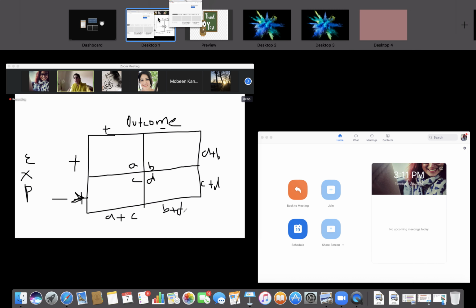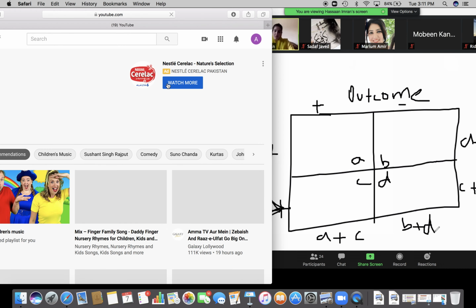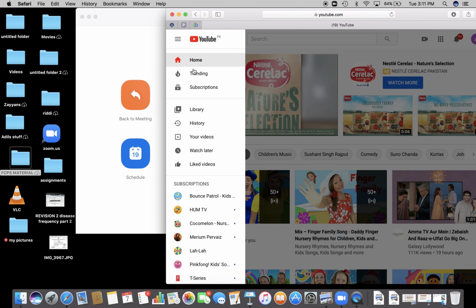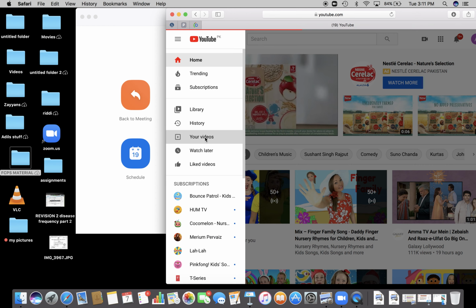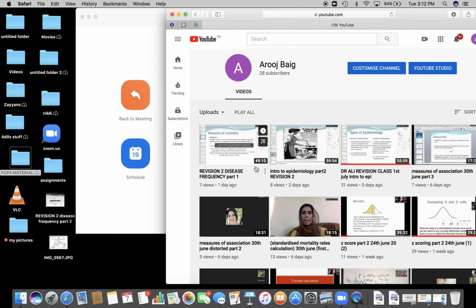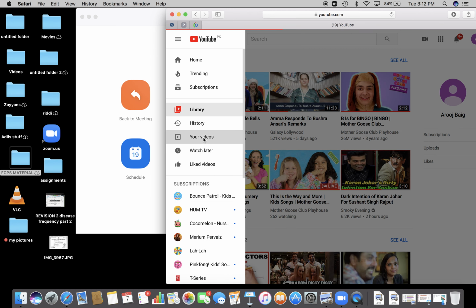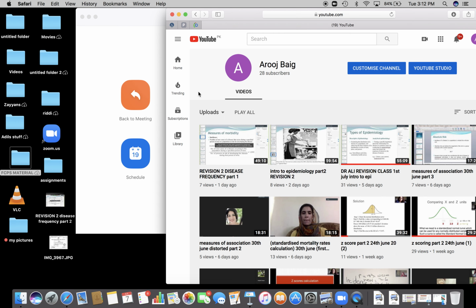Now see, this 2 by 2 table is very important. Whether we are talking in terms of associations, whether we are talking about biostatistics in which you will learn how to apply different tests of statistical significance, and whether we are making use of this table in screening for the calculation of sensitivity and specificity. We'll talk about that once we discuss screening.